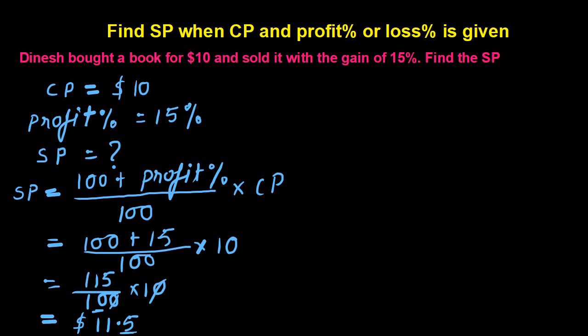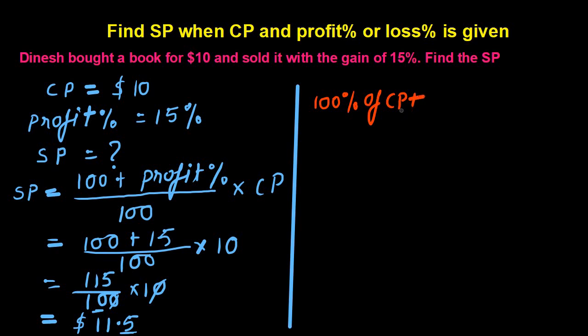Now let's try to solve it with a trick, in an easier way. First you need to understand that he bought a book for $10, so that is CP. What is 100% of $10? 100% of any number is the number itself, isn't it? So that is why we have 100% of CP.